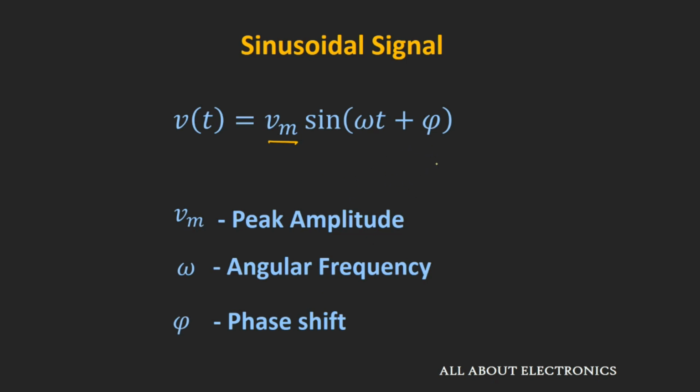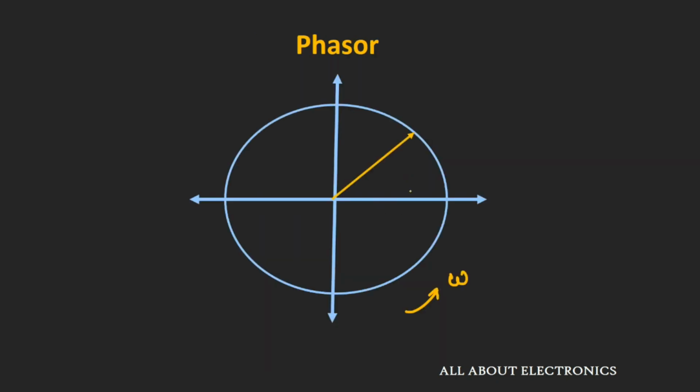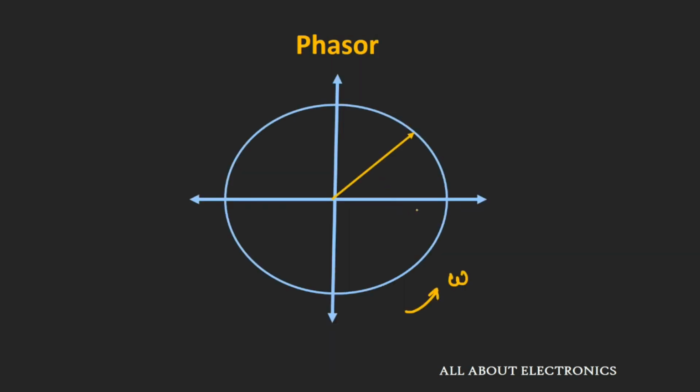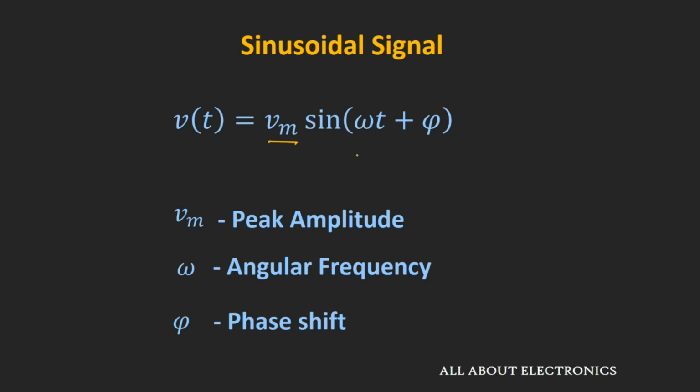Now let us represent this sinusoidal signal using a phasor. This phasor is nothing but a vector which rotates around its origin at a constant speed of omega radians per second in an anti-clockwise direction. The length of this vector represents the maximum amplitude of the sinusoidal signal, and its angular velocity represents the angular frequency.